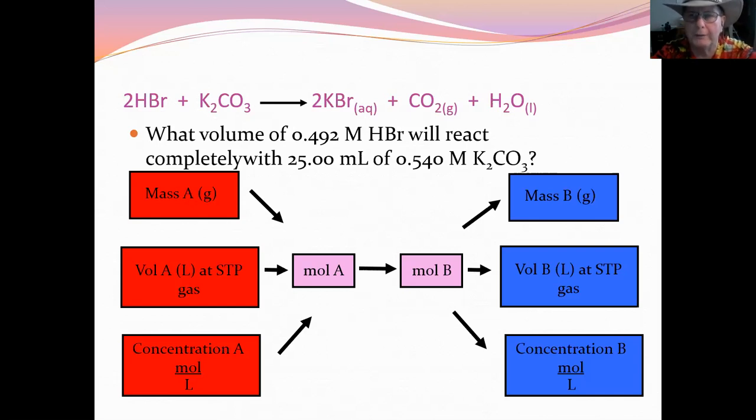Right, Joe? Yeah. So if you divide by the 0.540, what you're going to end up doing is taking the 0.02500 liters and multiplying it by 1 liter over 0.540 moles. Is that what you want, Joe? No, I don't. So what are you going to do between the liters and the molarity? Multiply it. I'm going to take my 25 milliliters, turn that into liters, and multiply it by my 0.540 moles per liter.